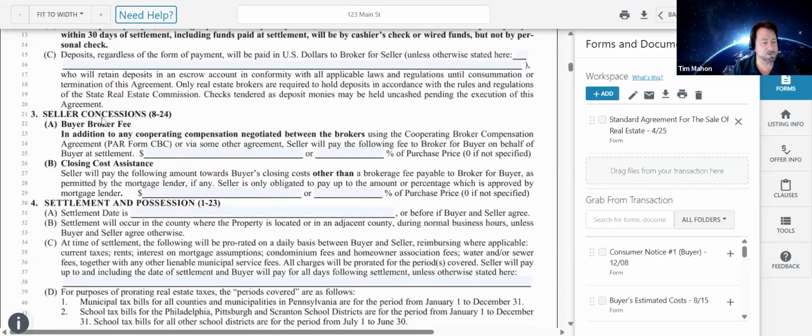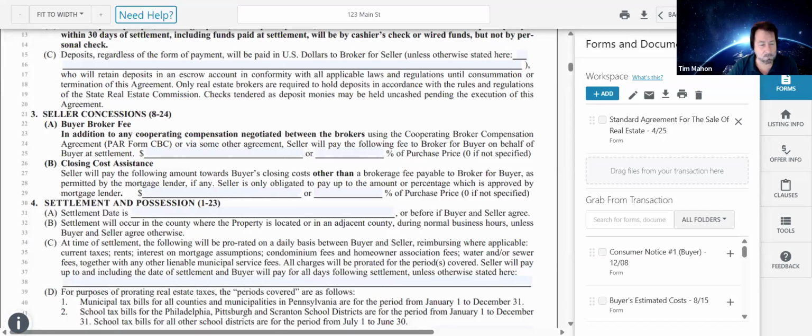Now, here's an important change. This paragraph 3 basically took effect last August 17th. And so this is one of the changes that we have to talk about right now. So the buyer broker fee or closing cost assistance thing is a thing that we put down here based on having a CBC. Now, what is a CBC?